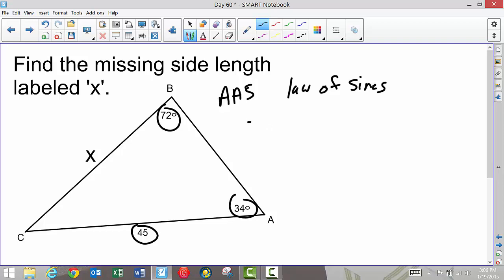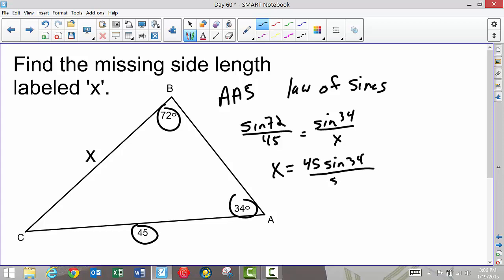So in this case, I know it's going to be sine of 72 over 45 equals the sine of 34 over x. So therefore, x is going to give us 45 sine 34 over sine 72. So x is about, going to your calculator, I have 45 sine 34 divided by sine 72, and I have 26.45, and that's x, using law of sines.